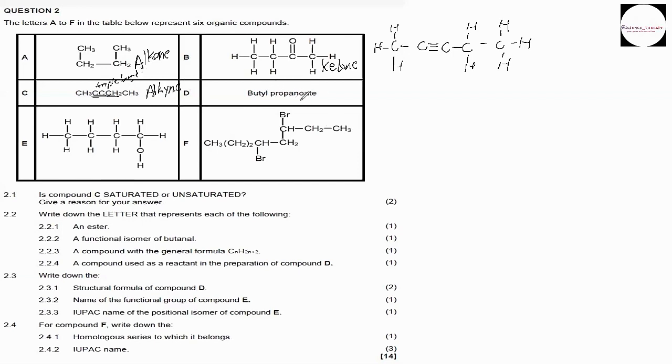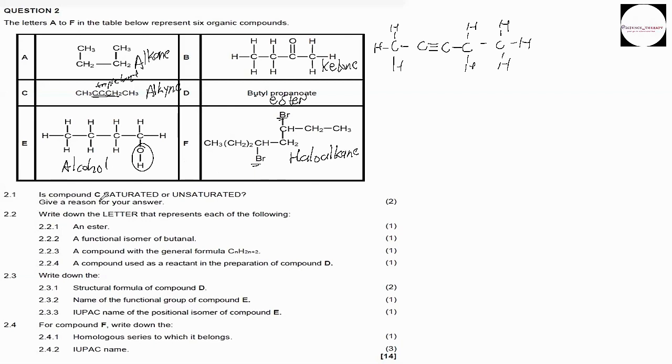Then butyl propanoate, we can see from the name here that this is an ester, because the butyl is coming from an alcohol, and the propanoate is coming from a carboxylic acid. So this is an ester, right? And then let's look at E. From E, we can see that the carbon is bonded to the hydroxyl group, so it belongs in the alcohol homologous series. And then looking at F, just by looking at the Br here, bromo, a halogen, we know that this belongs in the haloalkane homologous series. Right. Now let's start answering the questions.